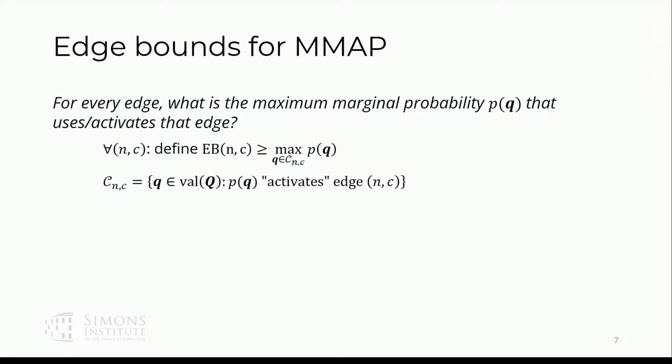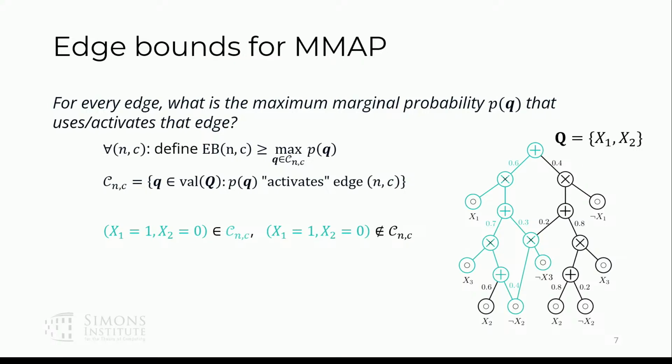Basically, for each edge connecting node and C, we're going to define a bound that essentially is an upper bound for a different marginal map query, if you will, where you're trying to maximize the marginal probability over a smaller set of assignments, where that set is defined as just the partial assignments that actually activate the edge, meaning that actually propagates something non-zero on that edge.